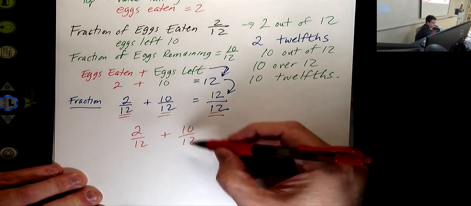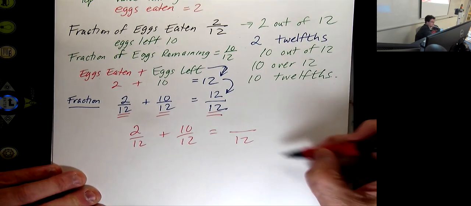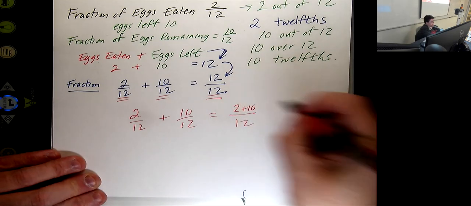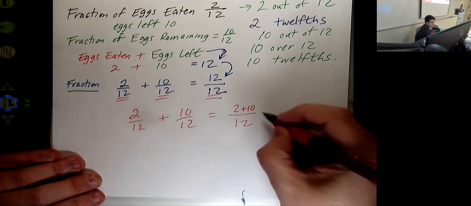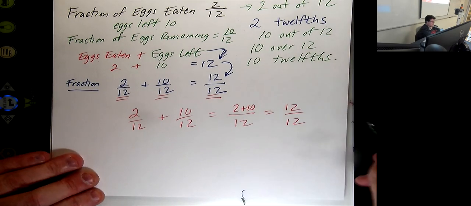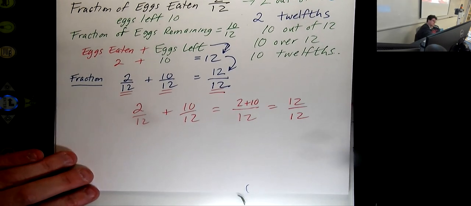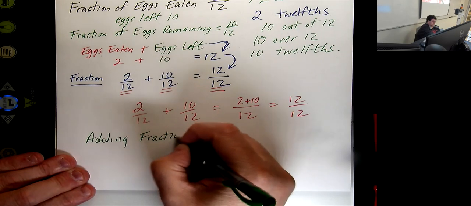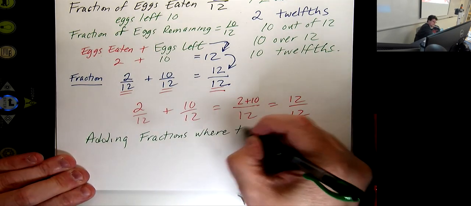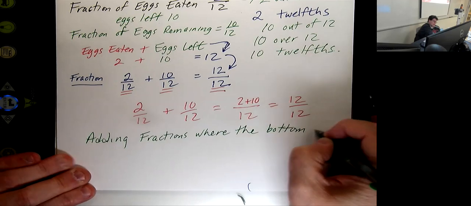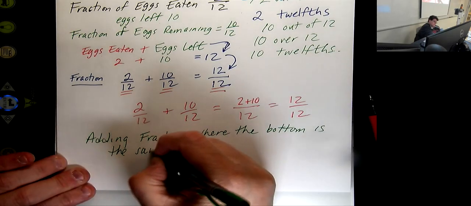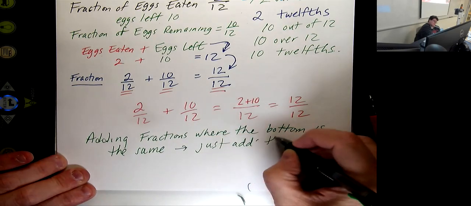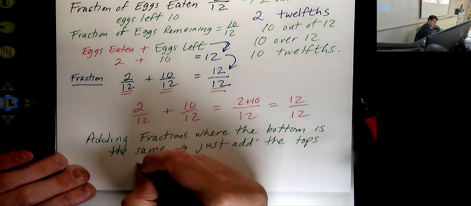And so that's part of it. 12 is the same as 2 plus 10, right? So I get 12 over 12. So adding fractions where the bottom is the same, this is a must: the bottom is the same. Just add the tops and use the same bottom.